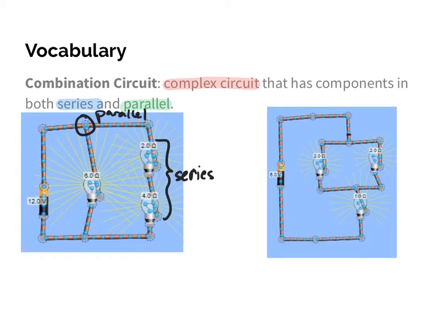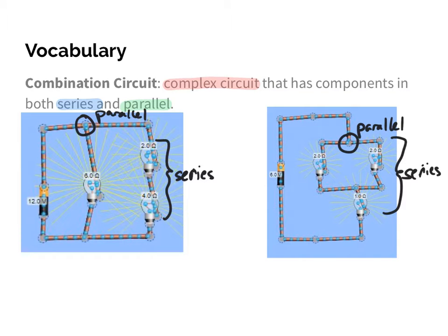And I can see here I've got my parallel branch again. But then those two that are in parallel, notice, are also in series with this third bulb. So I could have a series set of bulbs within a parallel branch, or I could have a parallel set of bulbs within a series circuit. So this is a combination circuit because we're looking at both series and parallel all in one.